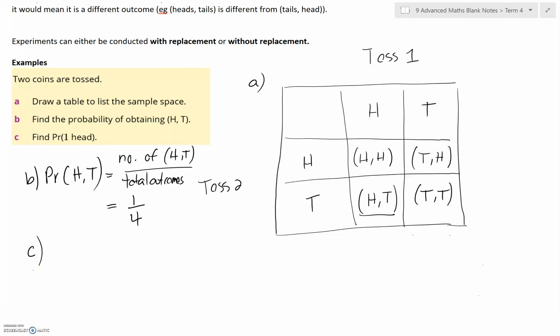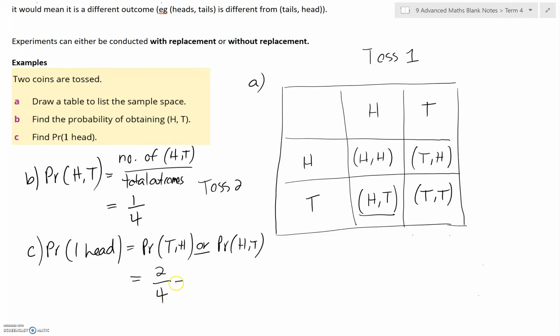The next question is find the probability of getting one head. Now, it doesn't care about the order here, it just wants one head. So that means we could get a tail and then a head, or we could also get a head and then a tail. It doesn't care about the order. So we can see that there's 2 possible outcomes of 4 for that, and of course we should simplify down to a half. So hopefully that's pretty clear.